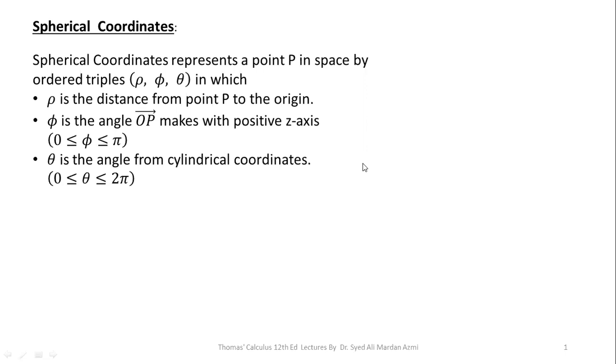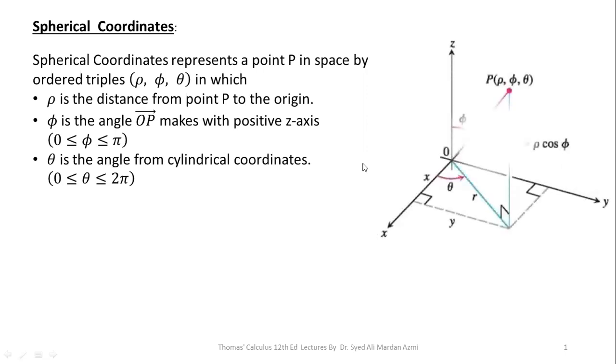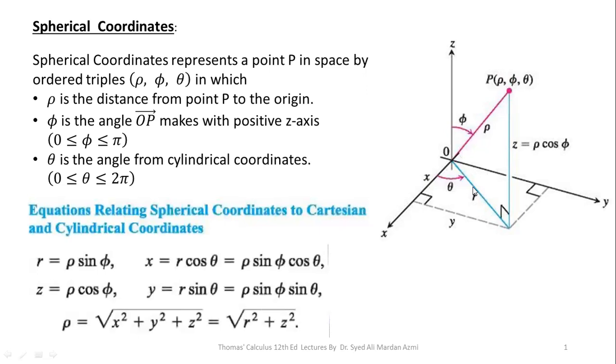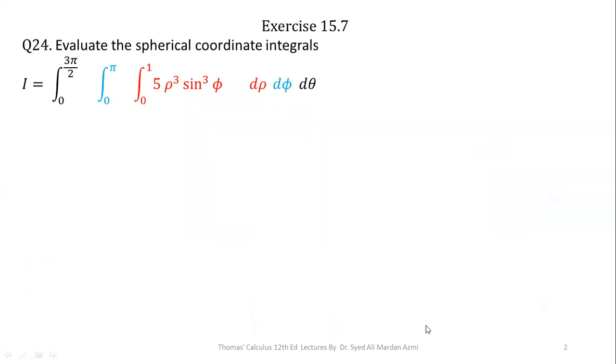In this lecture, we will briefly learn about spherical coordinates and then we will learn how we can evaluate triple integral in spherical coordinates. Spherical coordinates represents a point P in space by the ordered triplet rho, phi, and theta, where rho is the distance of this point from the origin, phi is the angle with positive z-axis, and theta is the angle from cylindrical coordinates. These are the transformation equations, and in spherical coordinates, we will take the small differential volume element as dV equal to rho squared sine phi d rho d phi d theta.